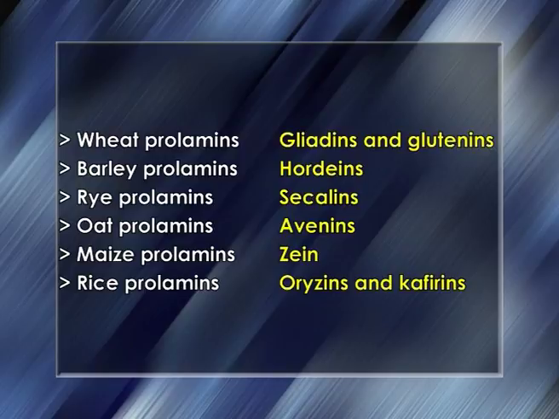Wheat prolamins are called gliadins and glutenins. Barley prolamins are hordeins. Rye prolamins are secalins. Oat prolamins are avenins. Maize prolamins are zein. Rice prolamins are oryzins. And kafirins are the prolamins of millet and sorghum.